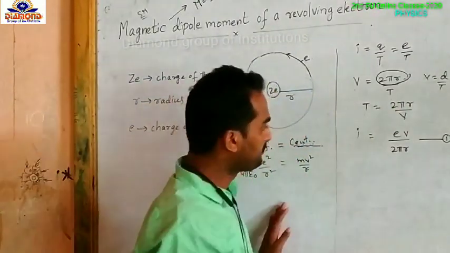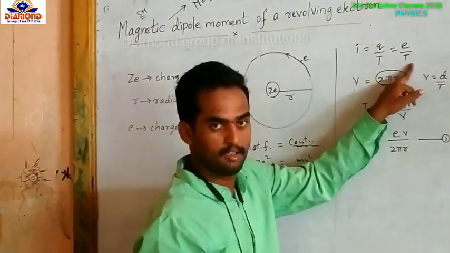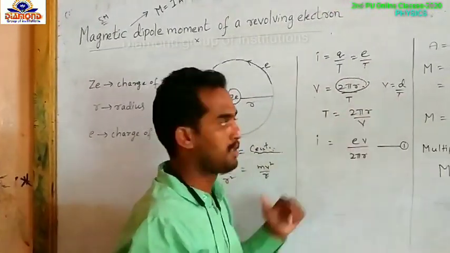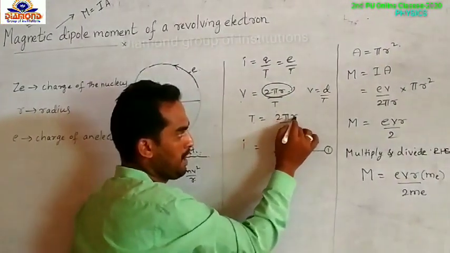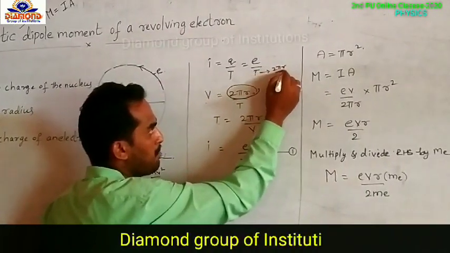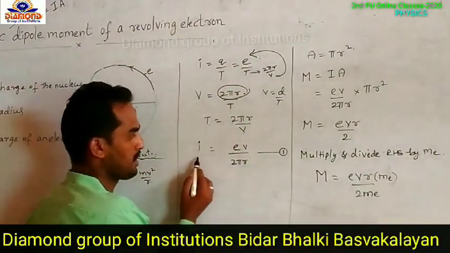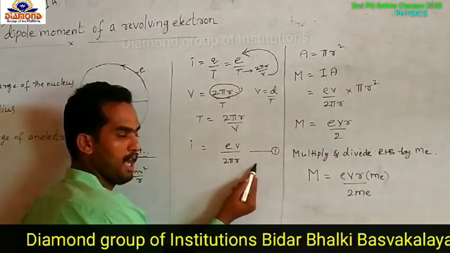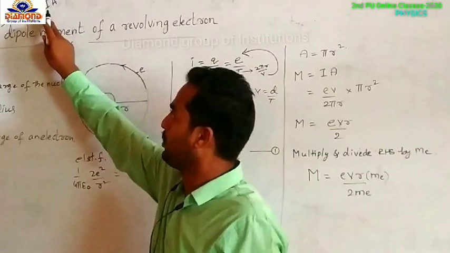So now I equal to e by T. Here in place of T we are substituting this value. So e as it is, by T value 2 pi r by V we are substituting here. So 2 pi r by V, this V goes to the numerator. What is the equation now? I becomes e into V divided by 2 pi r. So now we got the current value.